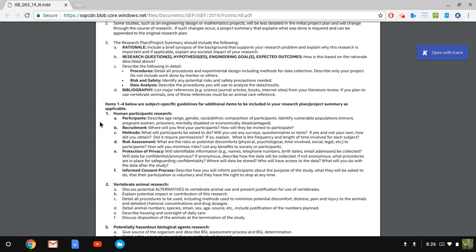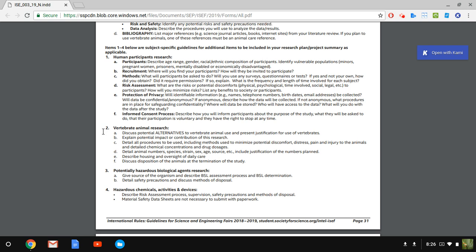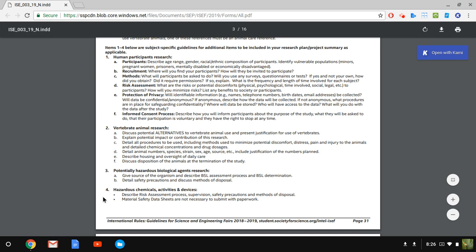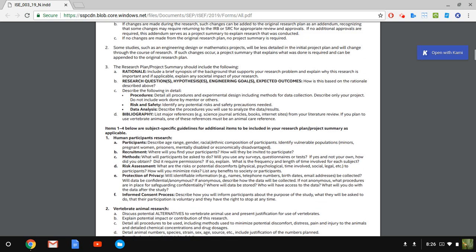Down below here are extra things you have to include if you require some of these extra forms. So if you are working with human participants, vertebrate animal research, potentially hazardous biological agents or hazardous chemicals, I already talked to you about this one. That's going to be especially important for you to talk about in risk and safety. That's really the key for this, is to just fully explain what you're doing in your experiment. If you have some of these extra components, which you should well know from doing the form wizard, please make sure you read those extra details carefully. You really cannot include enough detail here. So you always err on that side, and you should be okay for the research plan.